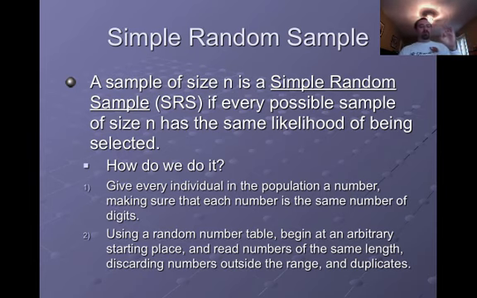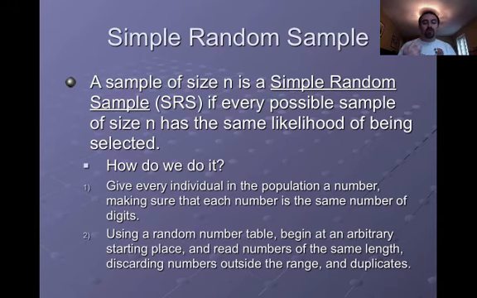So we use that random number table, starting in an arbitrary place, and we read numbers of the same length, discarding numbers outside the range and duplicates. So I read through in 4-digit chunks. The first 4-digit chunk, the second 4-digit chunk, the third 4-digit chunk. And all I do is go along and select however many I want in my sample. I discard any number that's outside of the range. So if I'm going from 0001 to 2000, any number that is bigger than 2000, I'm just going to skip over it, go to the next 4-digit chunk. And I'm going to go until I get enough things into my sample, into my bag, as I want.